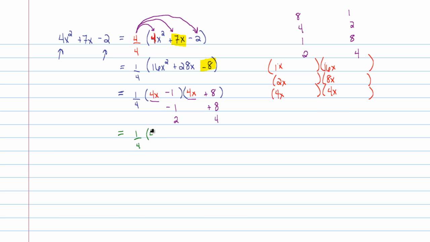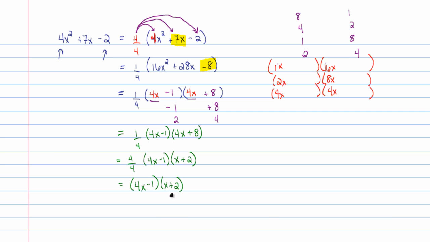1/4 (4x minus 1)(4x plus 8). But notice in that last factor, the binomial factor 4x plus 8, both those numbers are divisible by 4. So I'm going to factor a 4 out of both of these and pull it out front. And I'm left with a 4x minus 1 times an x plus 2. 4 over 4 is just 1, so this is just going to factor into 4x minus 1 times an x plus 2.